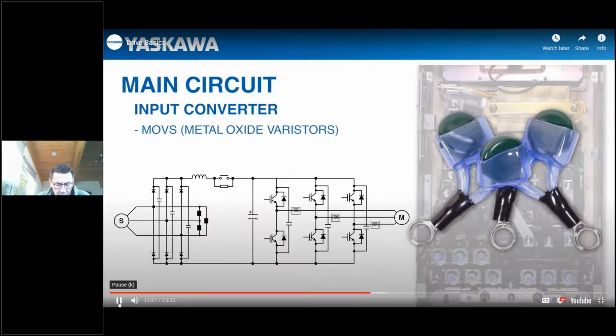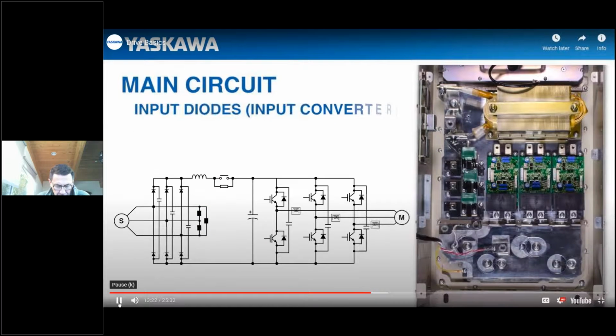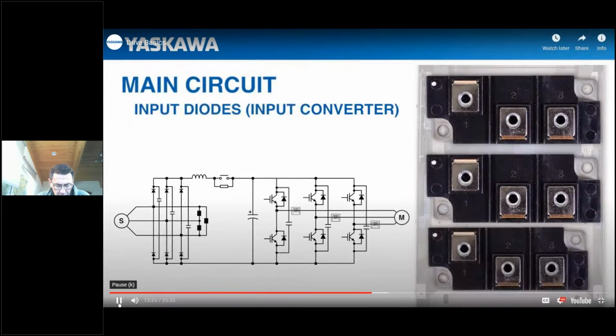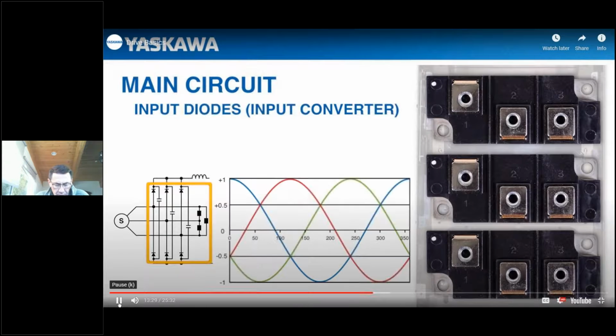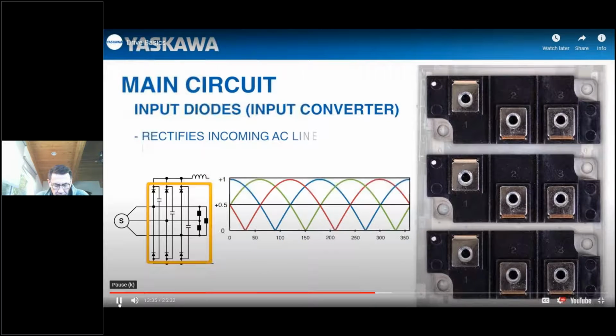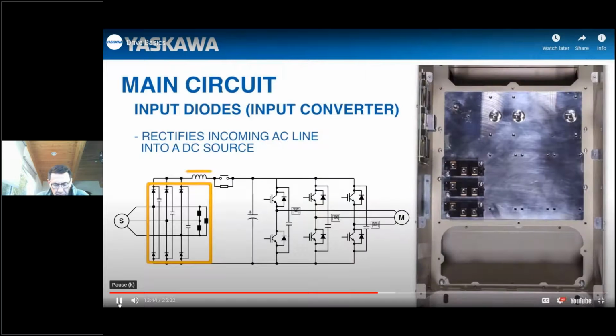Well, this brings us to the input diodes, or input converter, commonly known as the rectifier. Most drives today perform a full wave transformation, which means these diodes chop the AC line and create a DC supply. That is the first of the three major components in the drive.